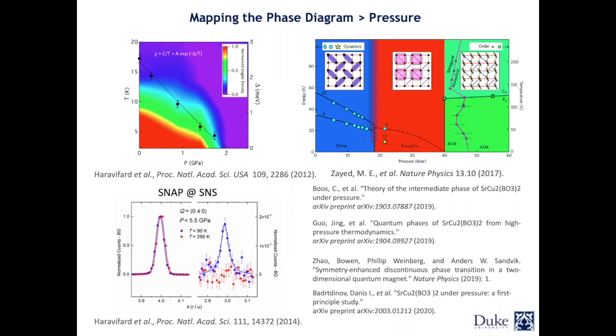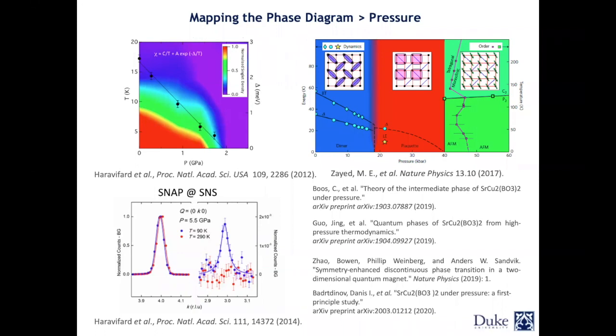So this is just the data that I just showed you. We were able to practically map it as a function of gap by fitting our data to a power law. And we're just showing that around 2 GPa, it looks like there is going to be some sort of a transition from a singlet to this intermediate phase. So later on, this data was published, which again agrees with what we saw.